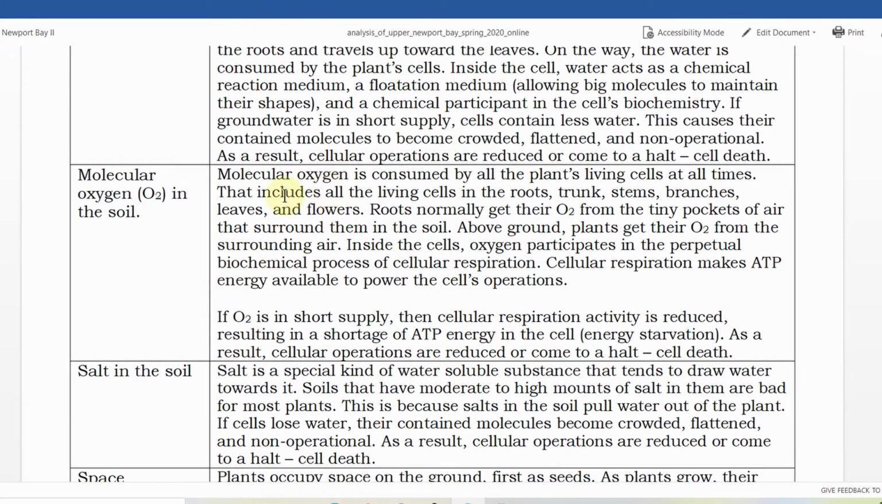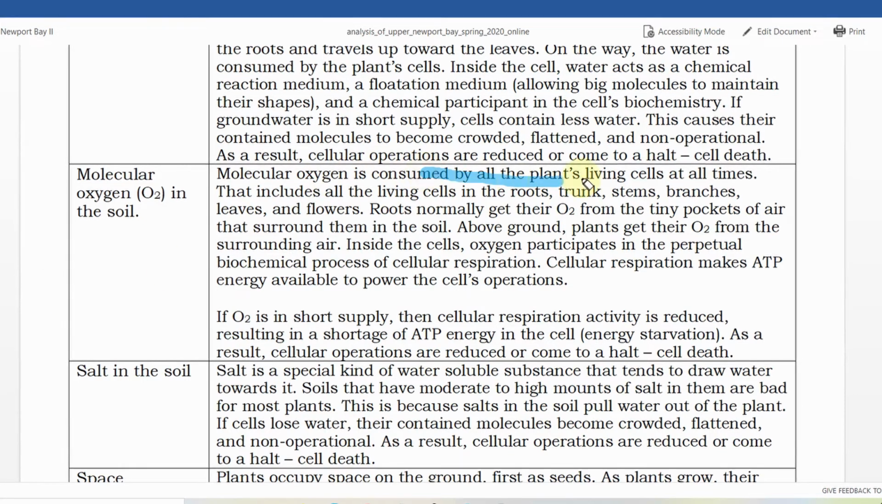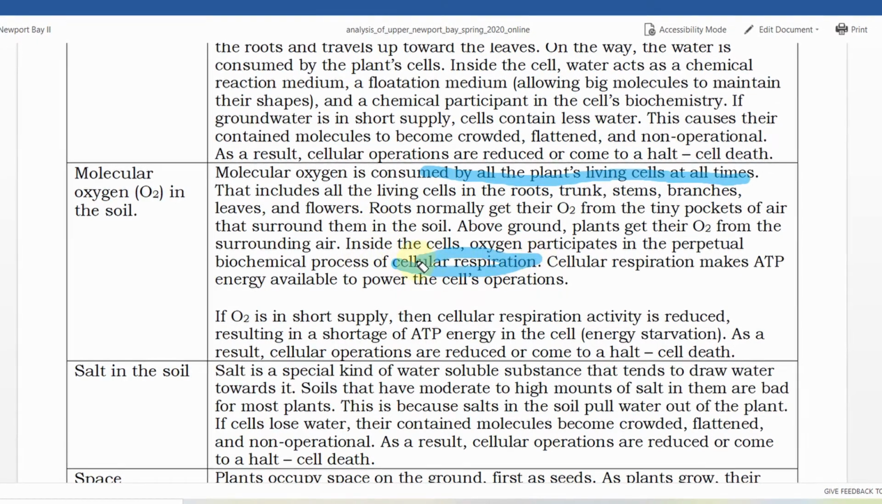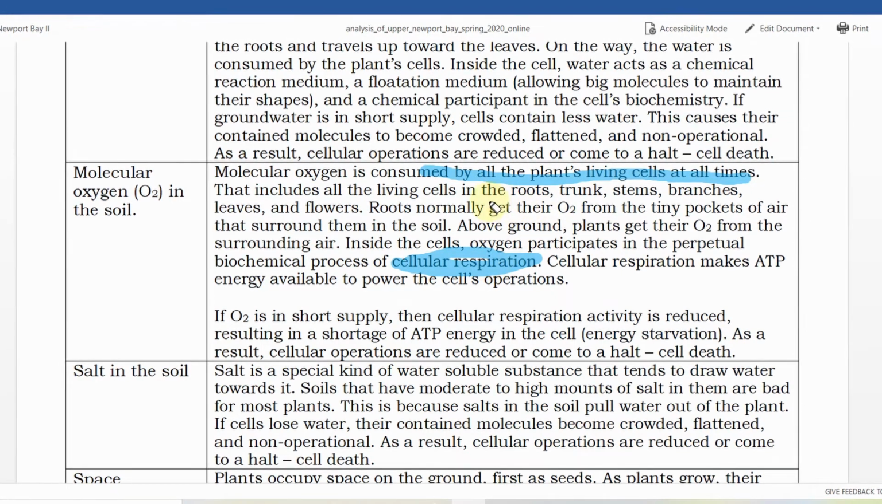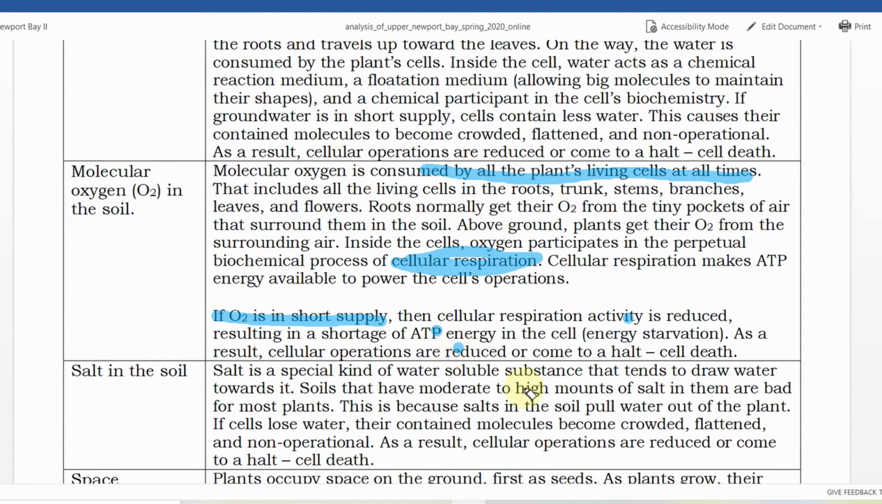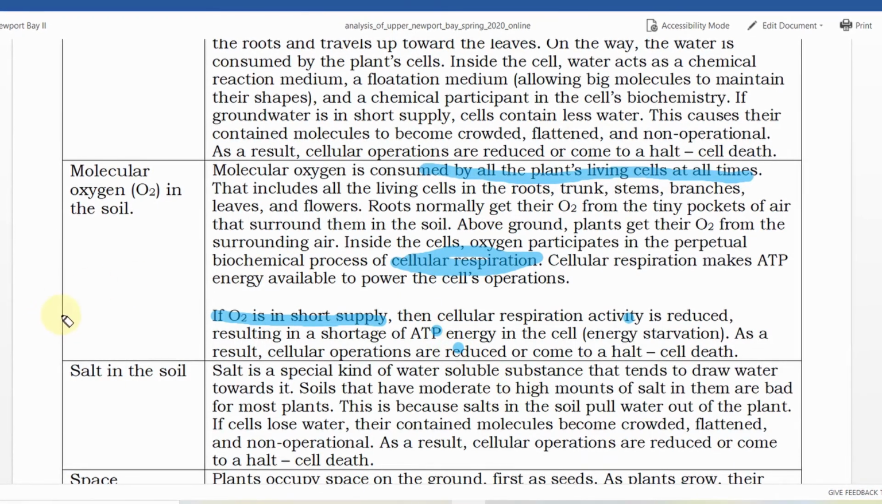Molecular oxygen. Molecular oxygen is consumed by all the plant's living cells at all times, and it's used to support cellular respiration. And if you can't perform cellular respiration, then there are consequences. So if O2 is in short supply, then these things happen. All right, kind of getting the idea.